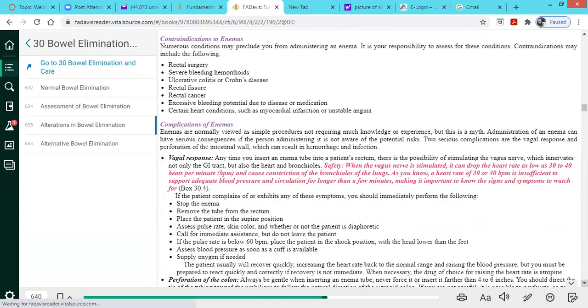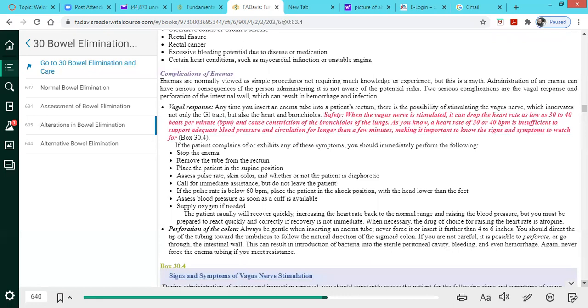It talks about complications of an enema. One of the complications of enema insertion is a vagal response. It tells you in red, when the vagus nerve is stimulated, it can drop the heart rate as low as 30 to 40 beats per minute and cause constriction of the bronchioles of the lungs. As you know, a heart rate of 30 or 40 beats per minute is insufficient to support adequate blood pressure and circulation for longer than a few minutes, making it important to know the signs and symptoms to watch for.